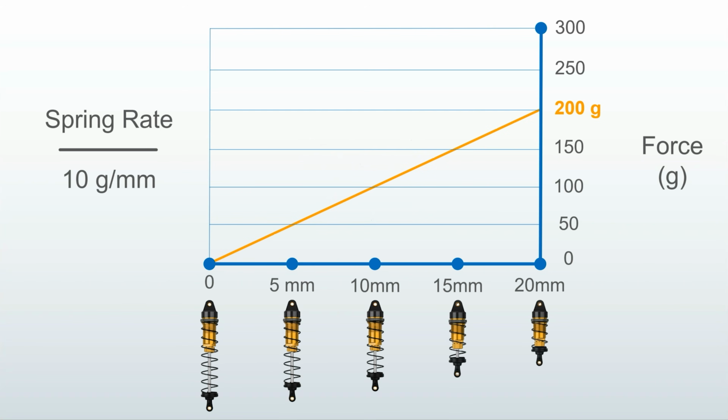Let's look at spring rate. Here is what spring rate looks like graphically. As the shock and spring compress, the force goes up. In this case, we're looking at a 10 gram per millimeter spring. That means it takes 10 grams to compress it 1 millimeter. Also remember that we are looking at only the reaction coming from the spring.